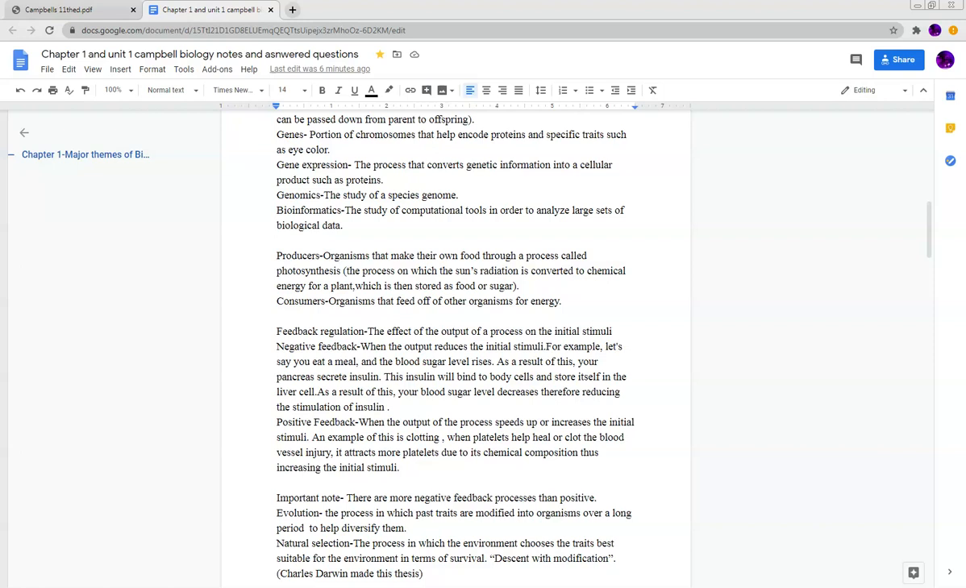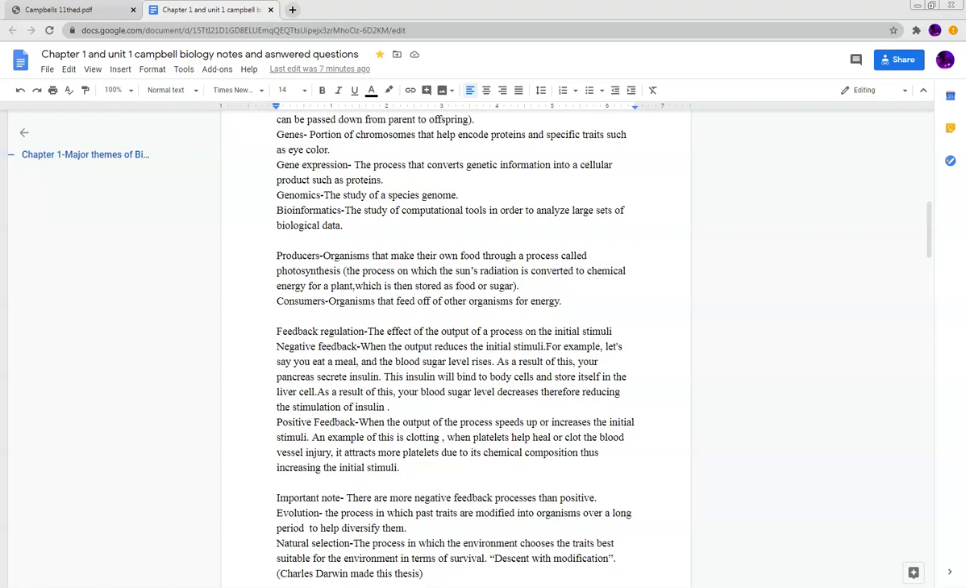And so as a result, since this insulin is already somewhere else, the blood sugar level decreases. Therefore, we've reduced the stimulation of insulin. The initial stimulus was blood sugar levels rising, or basically the secretion or production of insulin from eating the meal. And now, as we produce insulin, we've actually decreased the stimulation of insulin because the insulin binds to body cells and stores itself into liver cells.